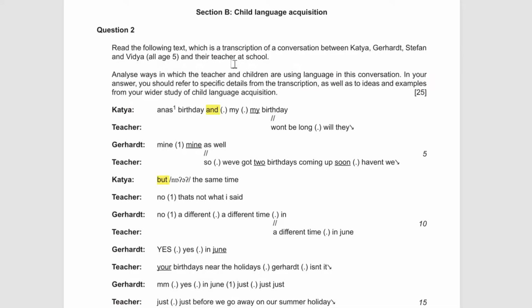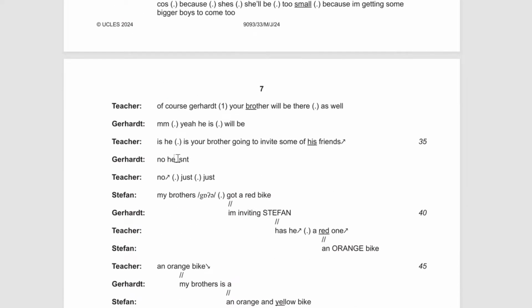The first thing I notice is that Gerhardt and the teacher are the primary speakers, and a lot of the evidence we'll pull will come from them. However, a lot of the things that we see with Gerhardt and his language use are also repeated with the other children's language use. So, first of all, what can our children do? They can use conjunctions like "and" and "but." They can use contractions like "isn't" or "brother's." They use multisyllabic words like "different" and "inviting."